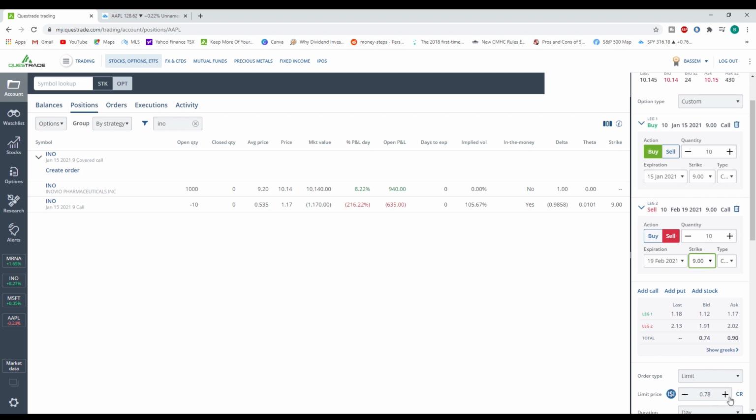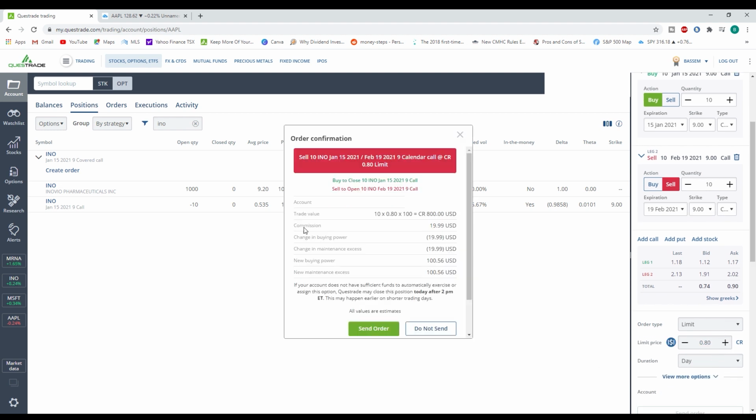Okay, let's increase this a little bit. Take a look. It says buy to close. I'm closing out my obligation, I'm opening a new one, and I'm making $800 on this. What's my return? One sec. I'm making $80 a contract for a $900. Right? So this is 8.8% just for 1 month.